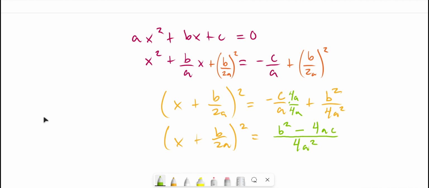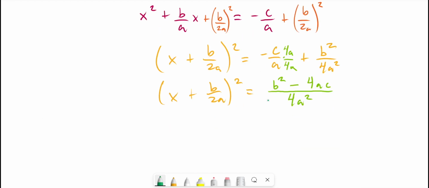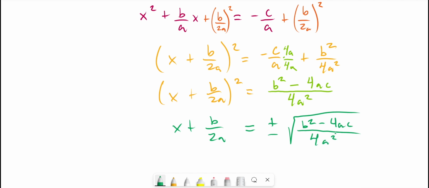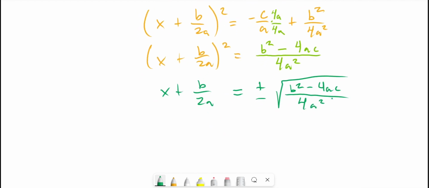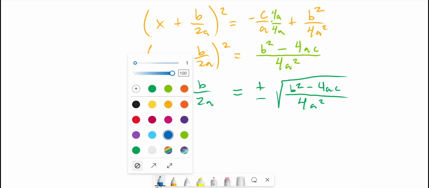And maybe you're already starting to see it. Now we want to use the square root property. This is actually the advantage of a perfect square: we know that x plus b over 2a is going to be equal to the square root, plus and minus, of b squared minus 4ac over 4a squared. But we can actually take the square root of 4a squared. That's just 2a. And we're so close to done, right?